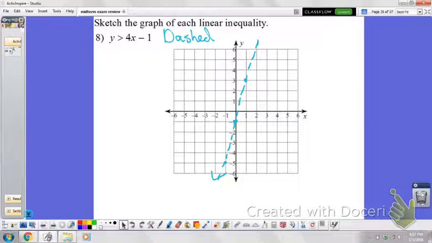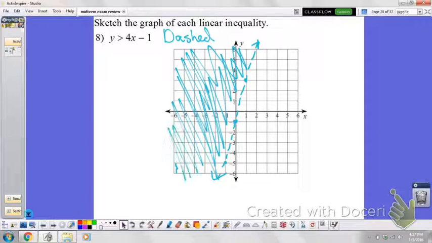And now I need to decide where I'm going to shade. Since it is a greater than, I need to shade the y values that are greater than my line, so I will shade above my line. And like I said before, when in doubt, use a test point.